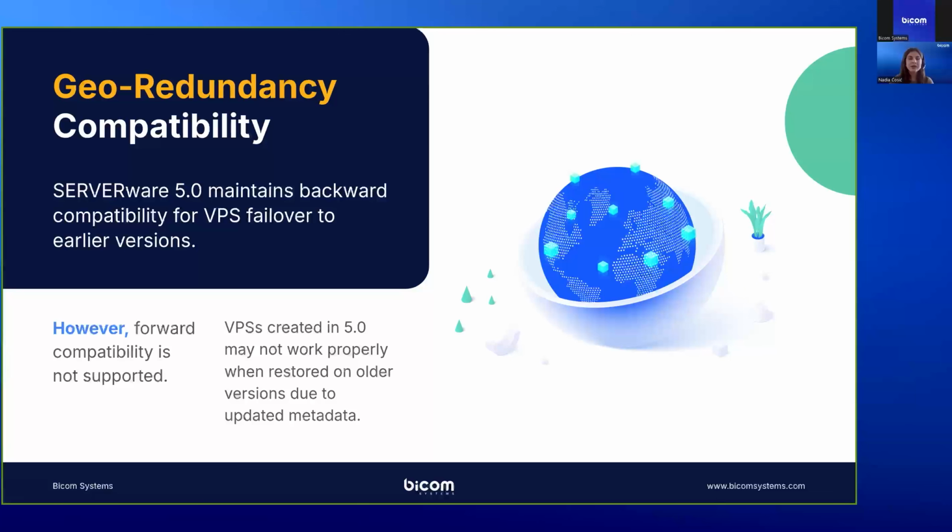VPSs that are created on V5 can be replicated and taken over, but running those VPSs might fail due to older versions missing crucial metadata. So this is why we recommend updating the GR site first, moving all VPSs to the GR site, and then updating the production site.